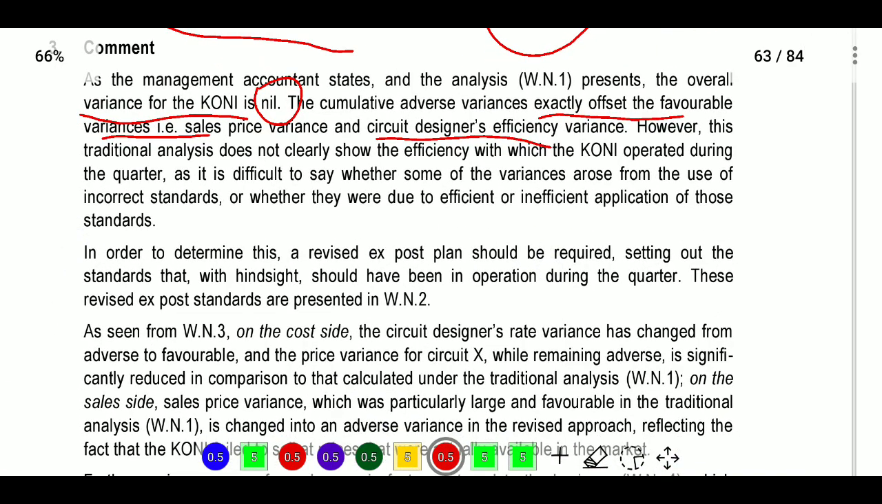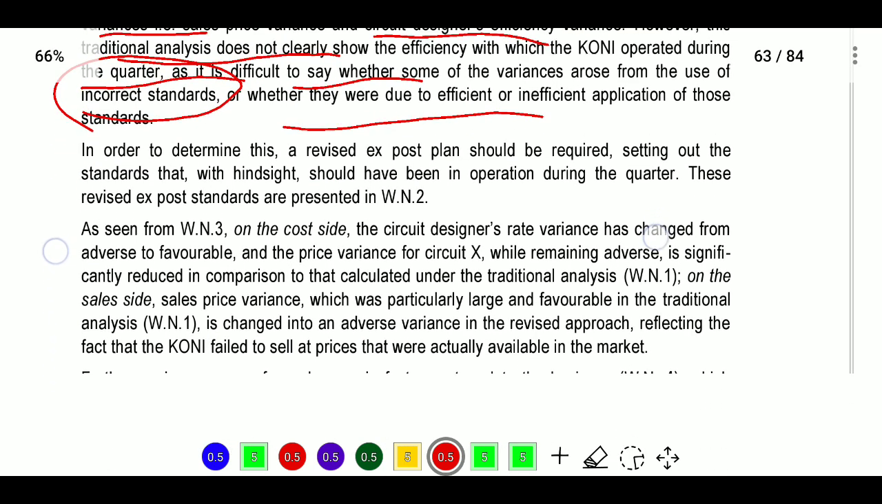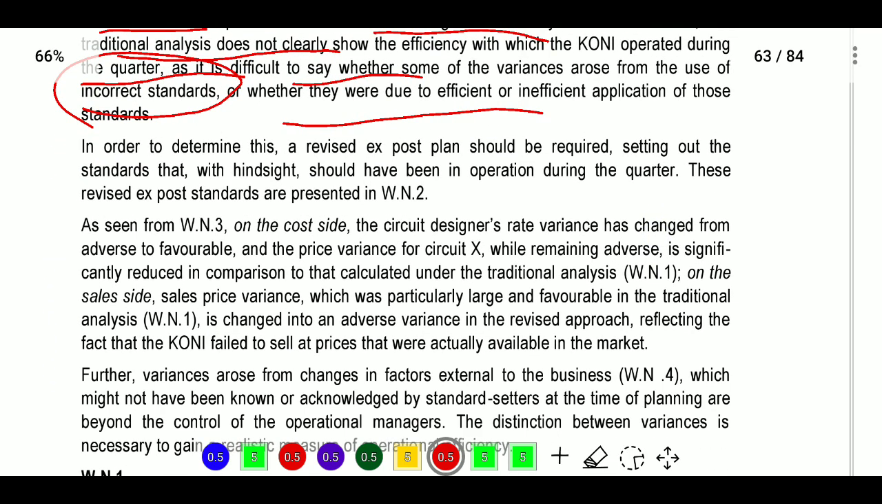Next, after that, circuit design. Traditional analysis does not clearly show the efficiency with which Kony operated during the quarter. It is difficult to say whether some variances arise from the use of incorrect standards, whether they are due to efficiency or inefficiency. There may be problems. We don't know why it happened. Next, in order to determine this, a revised exposed plan should be required. That is, the revised plan will be taken.